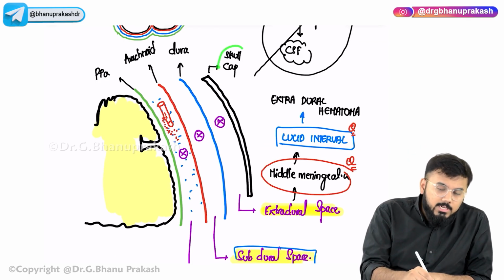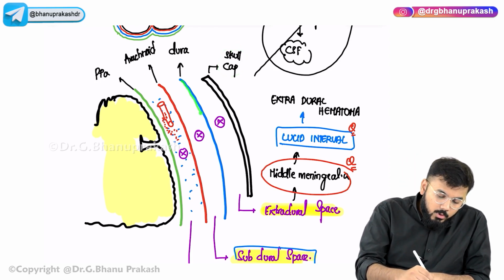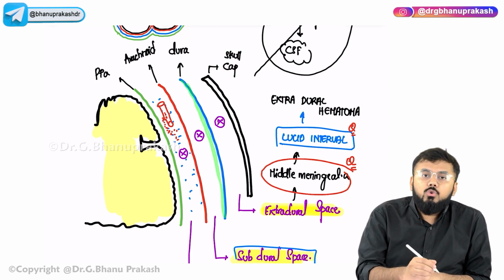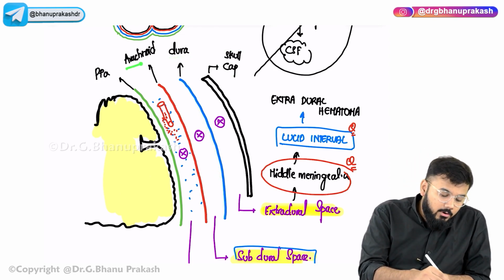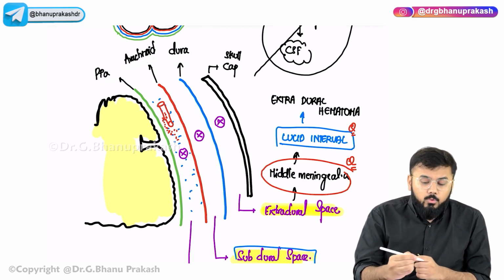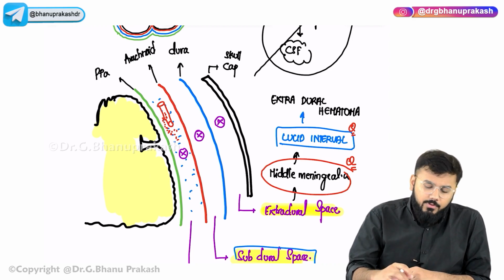So, this outermost layer is called your skull cap. Okay. After that, the next blue color layer which you can see over here is called your dura mater. Just beneath that you have arachnoid and pia. You know this. Now, there are different kinds of hematoma which you need to know, right? What are the different kinds of hematoma?